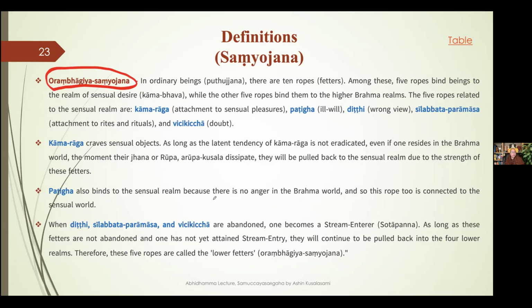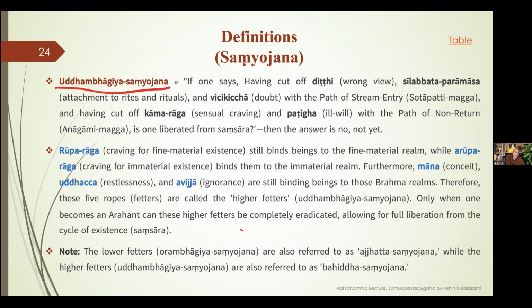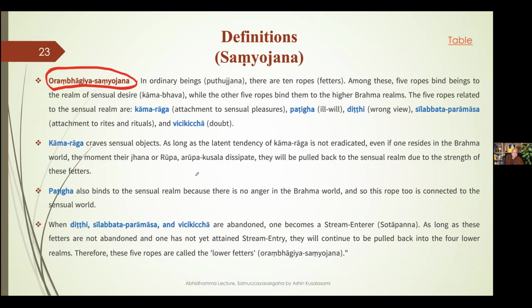And another kind is the Uddhambhagiya. Uddhambhagiya is higher, so the higher division of the fetters, which bind beings to the higher realms like Rupa and Arupa. So how did these fetters get this name? In ordinary beings, puthujjana, there are 10 fetters, of course, this is clear. Among these, 5 fetters bind beings to the realm of sensual desire, Kama Bhava, while the other 5 fetters bind beings to the higher Brahma realms.